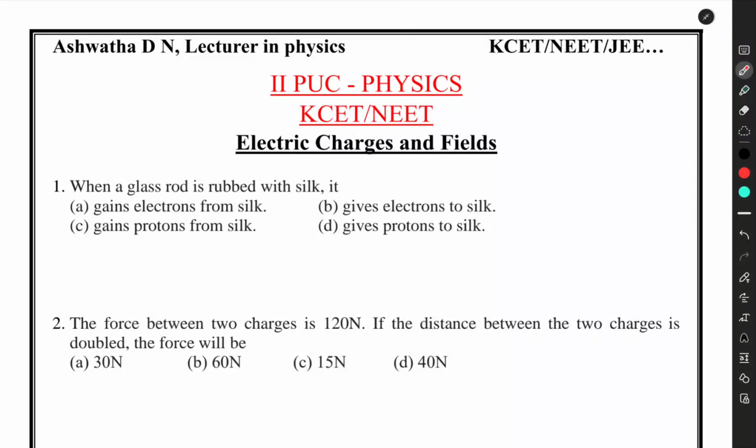So to start with, we have this first question: when a glass rod is rubbed with silk, it, option A, gains electrons from the silk, option B, gives electrons to the silk, option C, gives protons to the silk, and D, gives protons to the silk. See, whenever a glass rod is rubbed with silk, electrons get transferred to the silk. So this is the conceptual question. You should know the theory. So option B is correct here.